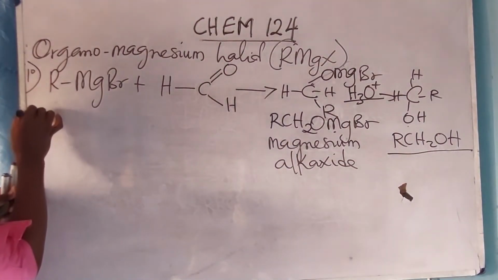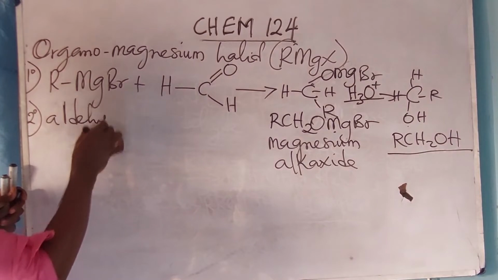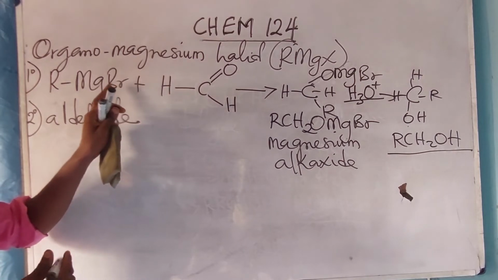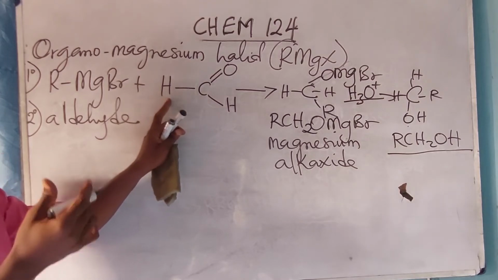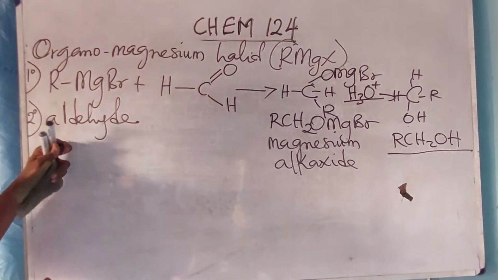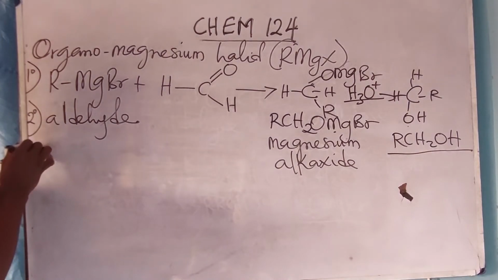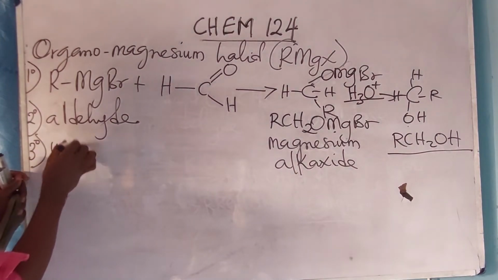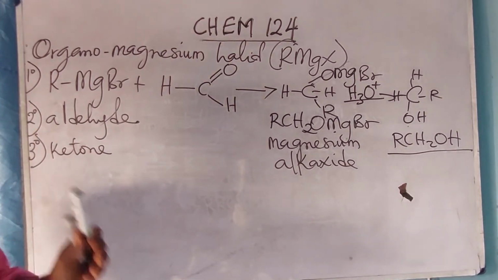Then secondary alcohol is produced when Grignard reagent reacts with what? When it reacts with aldehyde. Sometimes they may not give you the reaction. They may ask you, the reaction of Grignard reagent with methanal will produce which of these? Please, it is what? Primary alcohol. But the reaction of Grignard reagent with aldehyde will produce what? A secondary alcohol. The reaction of Grignard reagent with ketone produces what? Tertiary alcohol.